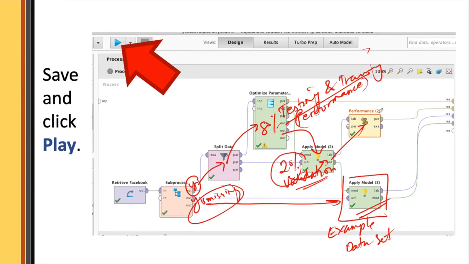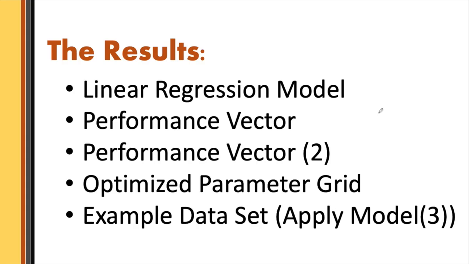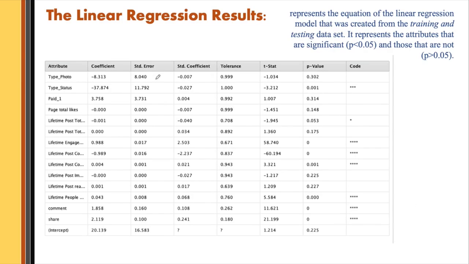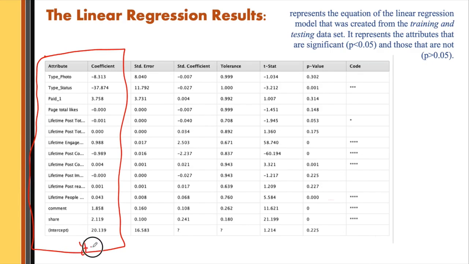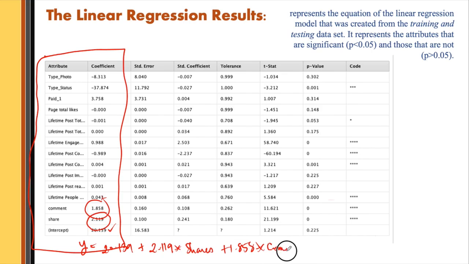Now, click Save and click Play, and you will have these results. We have the linear regression model, the performance vector, the optimized parameter grid, and the example dataset. On the linear regression results, this represents the linear regression model. So we have y, or the total interaction, as 20.139 plus 2.119 times the number of shares plus 1.858 times the number of comments.